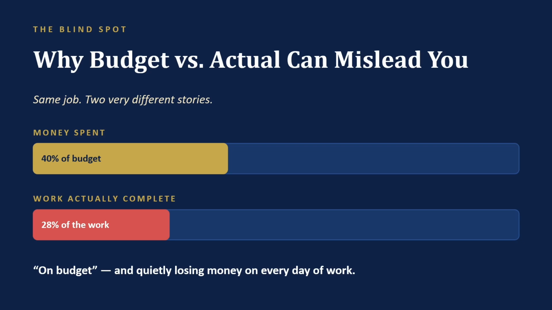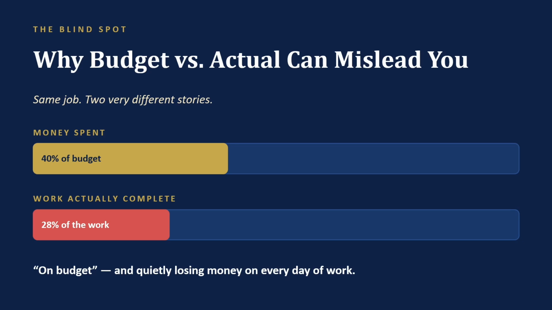It tells you what you spent. It does not tell you what you got for it. And that gap is where jobs go sideways quietly. Here's the blind spot. Same job, 2 very different stories. The top bar shows money spent. 40% of the budget is gone. If all you look at is budget compared to actual, that might seem fine, maybe even good.